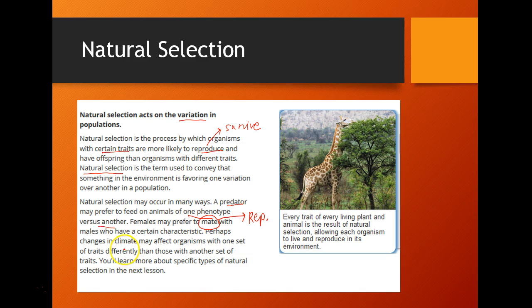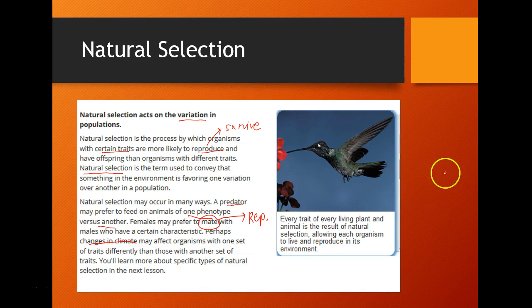Another way that natural selection can act is if we have changes in the climate. So if it's hot or if it's cold, certain organisms will have alleles that favor that certain environment, and so they will be more likely to survive. So in this case here, we see that the giraffe has a long neck, and because it has a long neck, it's able to eat off of high trees, so it has more of a food source, right? So the giraffes with long necks are favored. Here's another one of a bird, and obviously it has a long pointy beak, which allows it to eat nectar from a flower.